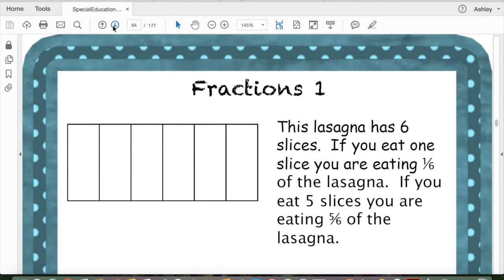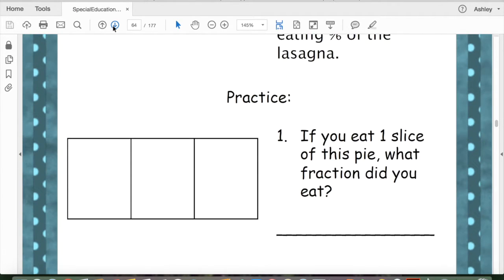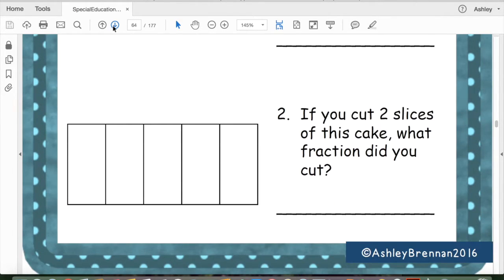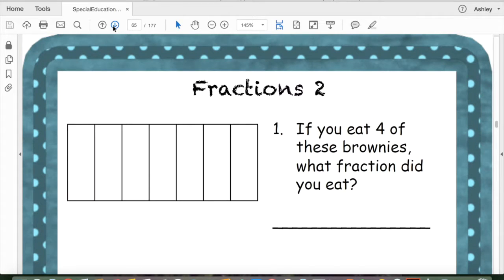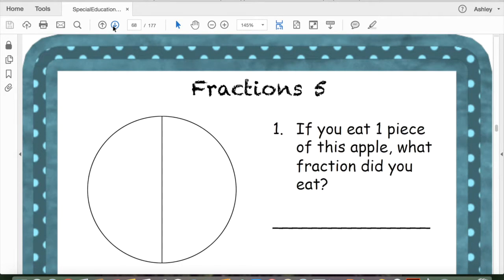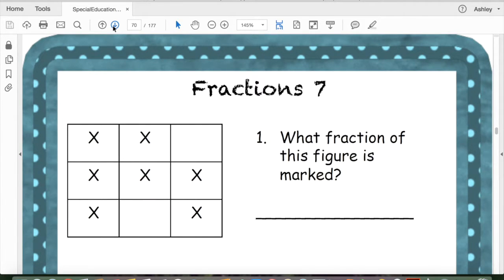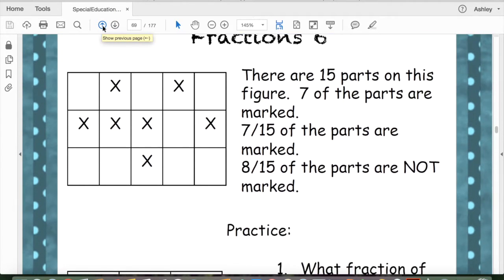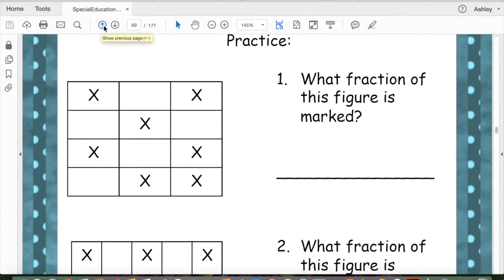Then we have fractions with slices of stuff and rectangles there, and also circles. Different kinds of fractions. Here there's parts of a figure, so different fractions.